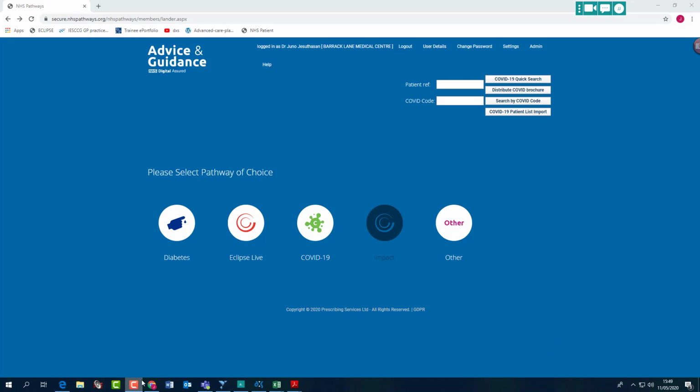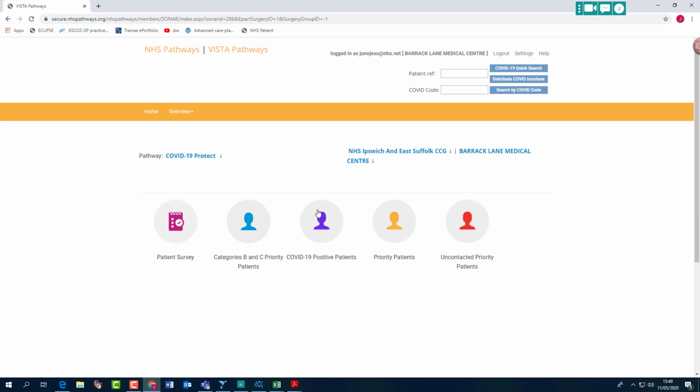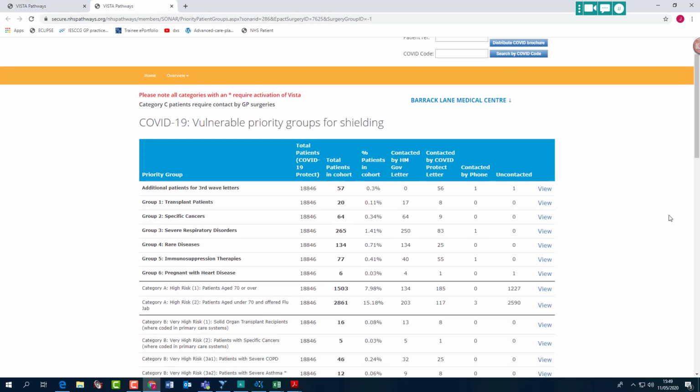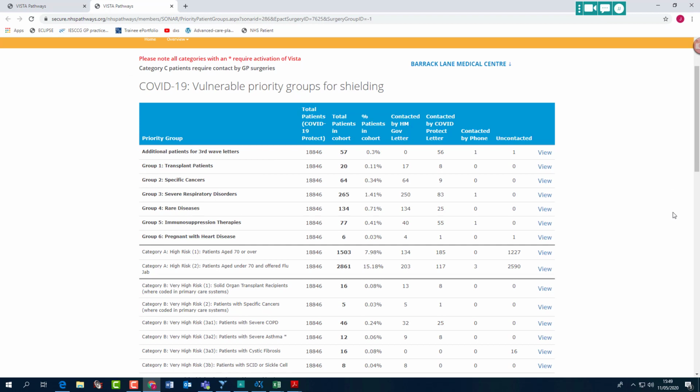So for those practices that are already familiar with Eclipse and the diabetes module, you should find that using the COVID-19 module is quite easy and similar to navigate around. The main priority is looking at the lists. You have a list with priority patients, which populates with those that have had the government letters.